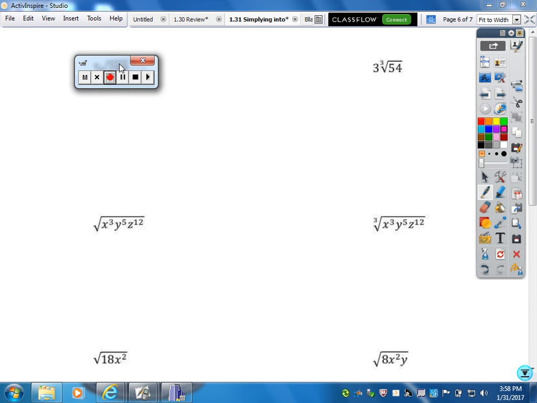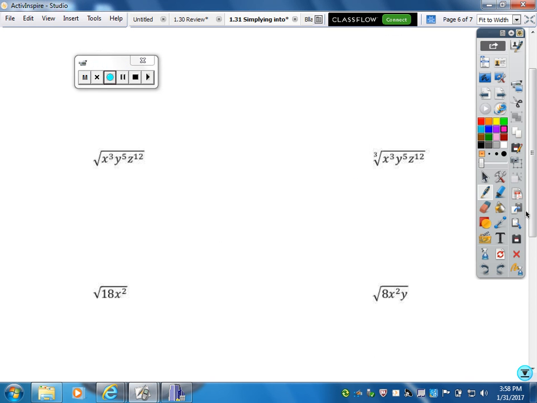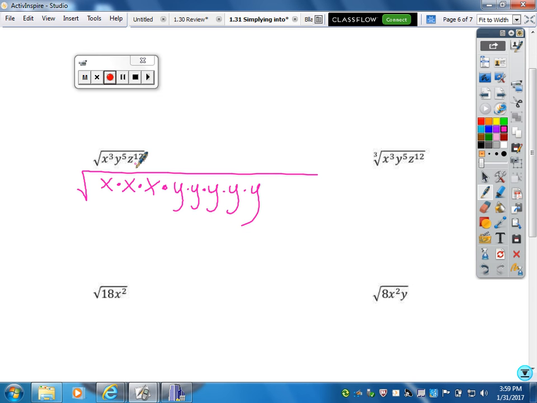Alright, today we are talking about simplifying radicals still, but this time we're going to throw in our variables with some exponents. So, we're going to write out for this first example what x cubed means. That means x times x times x, and these are all in my root, by the way. My y to the fifth stands for y times y times y times y times y, and my z to the 12th, ooh, that's going to be 12 of them. I'm just going to put them in a row down here, but they're all under my radical.